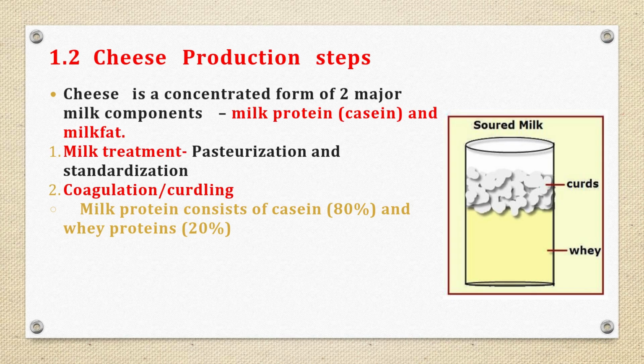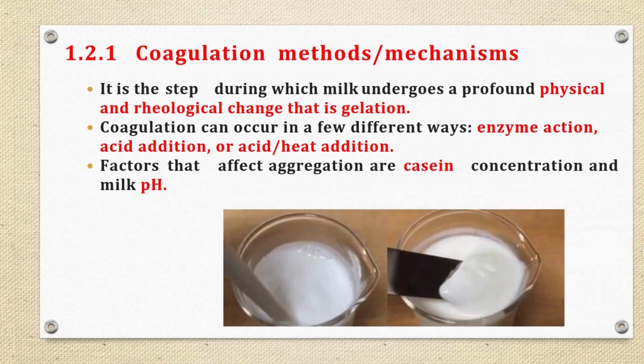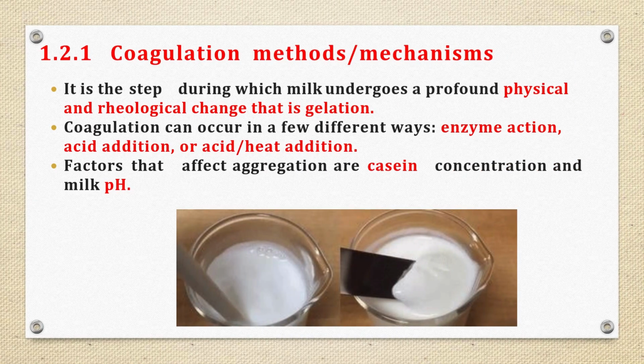Then comes the crucial step of coagulation or curdling. It's helpful to remember that milk protein consists of casein, which makes up about 80%, and whey proteins, which account for the remaining 20%. Let's now look at the mechanisms behind coagulation in more detail. This is the step where milk undergoes a profound physical and rheological change, a transformation known as gelation. Coagulation can occur in a few different ways, through enzyme action, acid addition, or a combination of acid and heat. The key factors that affect the aggregation of proteins are the casein concentration and the pH of the milk.